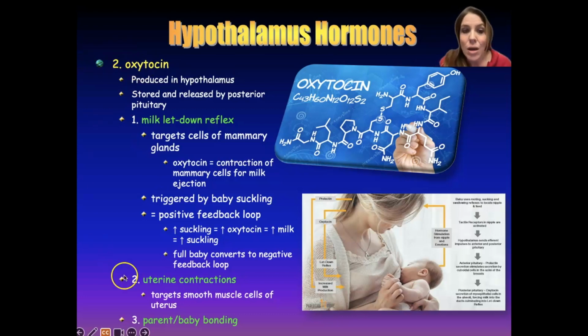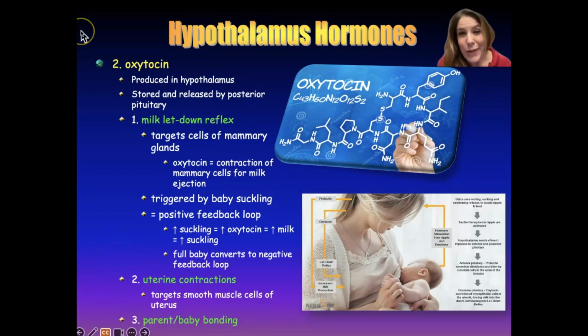Now, oxytocin also is responsible for smooth muscle contraction for uterine contractions. So during childbirth, those uterine contractions, labor pains, is also a positive feedback loop. So the more contraction that happens, the more the hypothalamus will produce oxytocin, and that will keep happening and happening more until the baby's born. Once the baby's out, that cuts off the positive feedback loop, converts it into a negative feedback loop, and the contractions will stop.